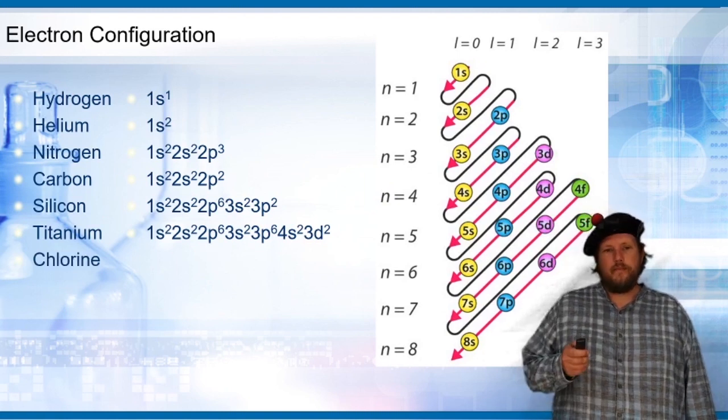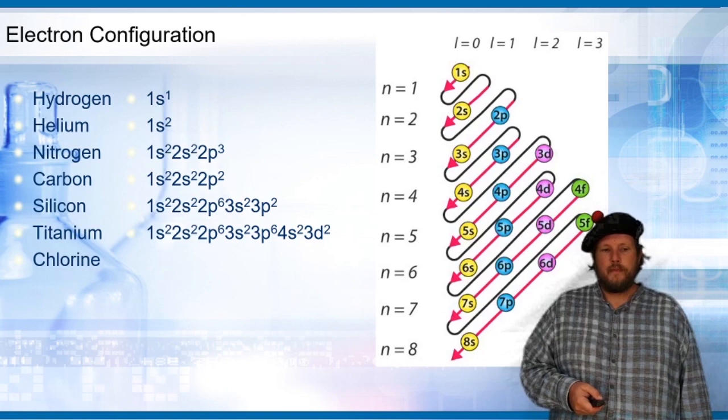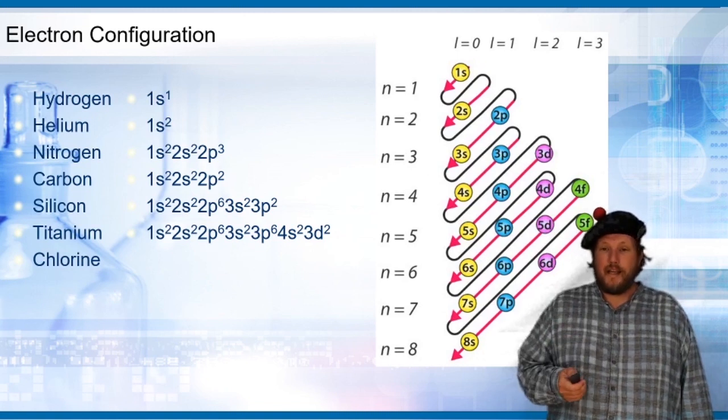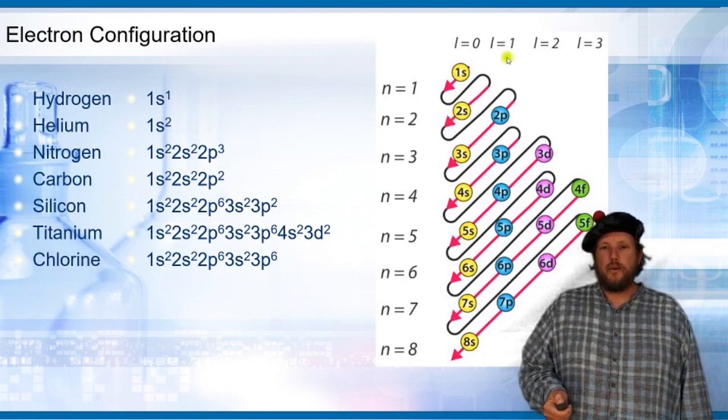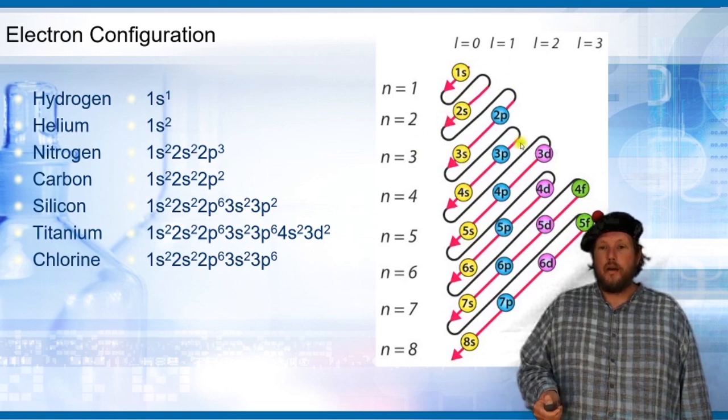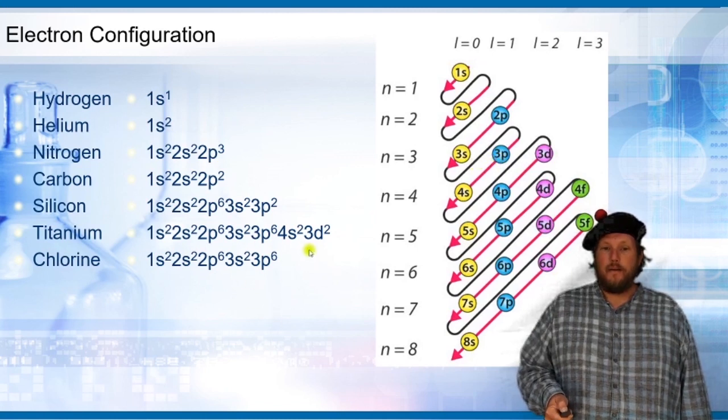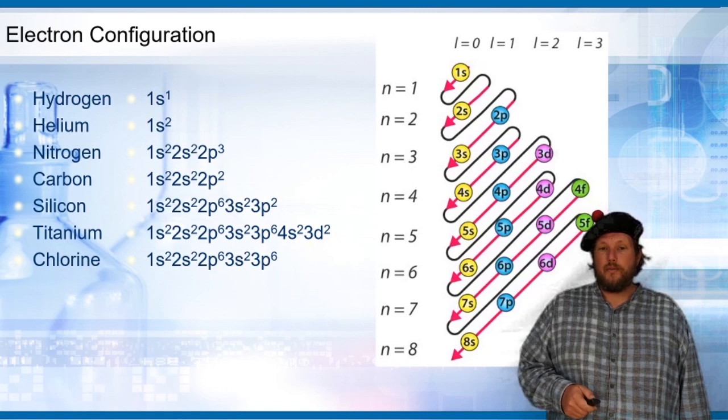Chlorine. It has 17 electrons. So we follow 1s2, 2s2, 2p6, 3s2, 3p. It should actually be 3p5, not 3p6. So you'll notice that this is wrong because it should be 3p5.